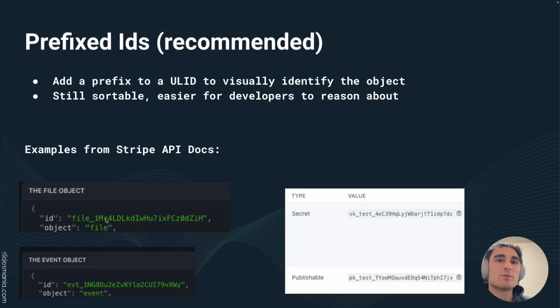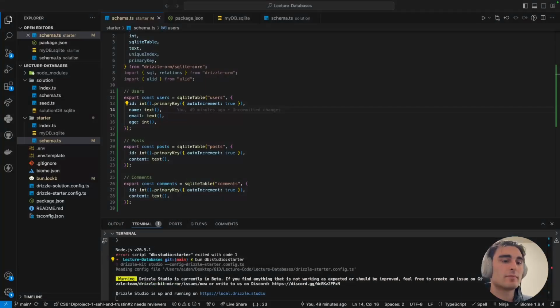It's even more important with things like secrets. They have both a secret key, which you have to keep on your server, and a publishable key, which you are able to have available on your client. And you can imagine if these were just unique identifiers, it'd be super easy to mix these up. But the fact that one says SK test and one says PK test means that it's extremely easy to make sure you're using the correct thing.